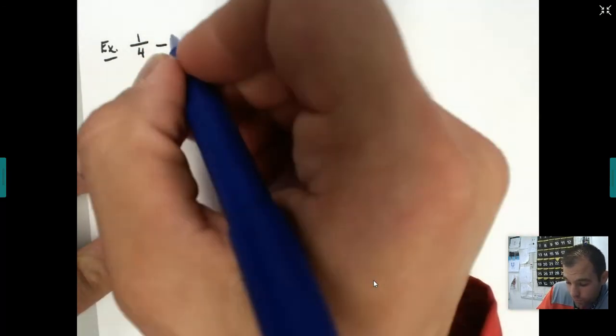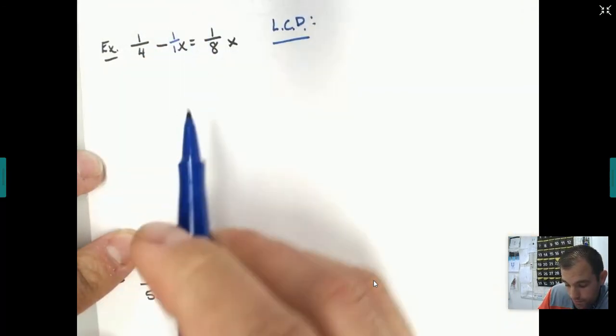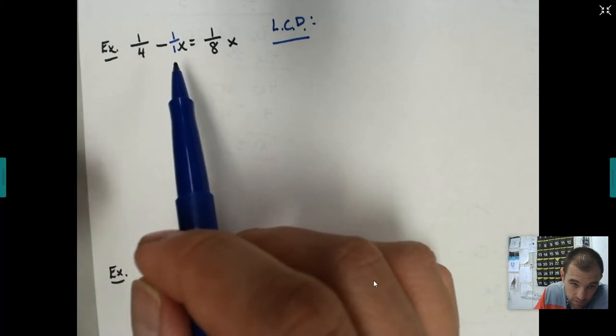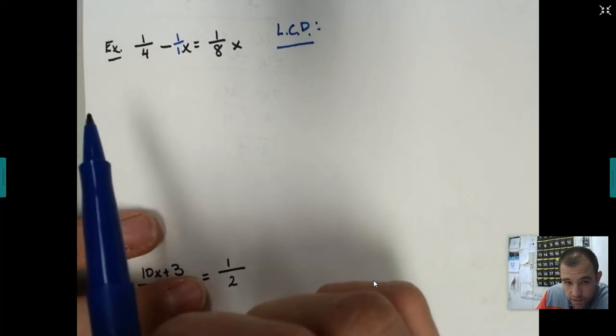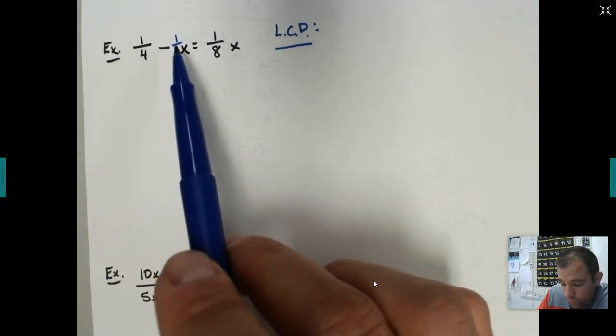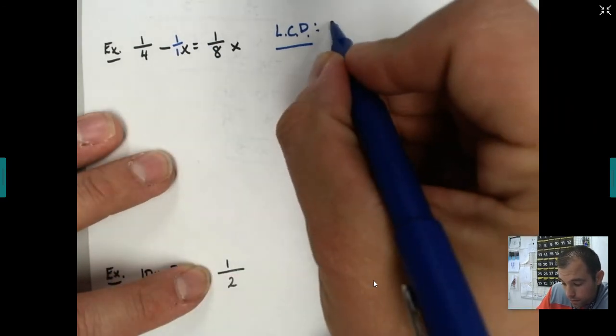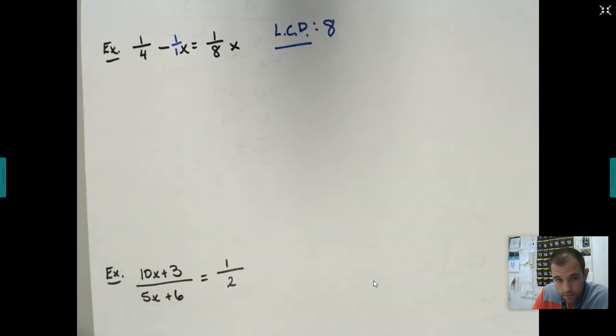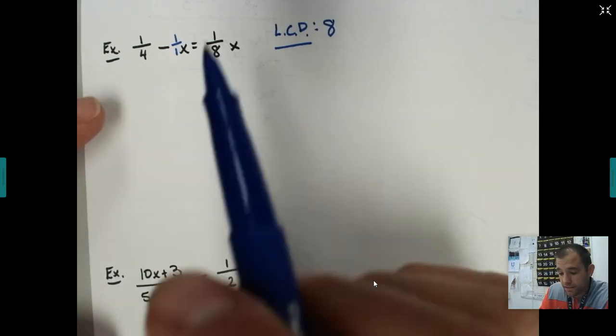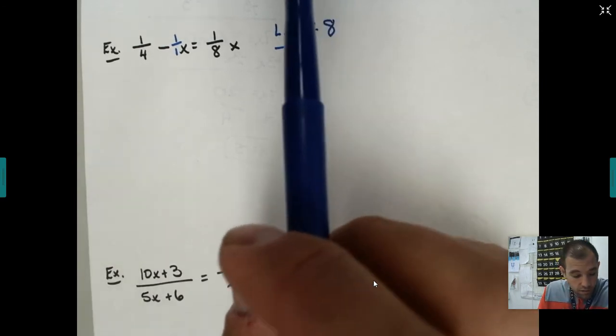This is like a 1 over 1, basically. Right in front of the x is a 1, so that's 1 over 1 in an 8. So the least common denominator between 4, 1, and 8 would be 8. That is the smallest number that they all will go into. Okay? So then the second step was to multiply every term by that.